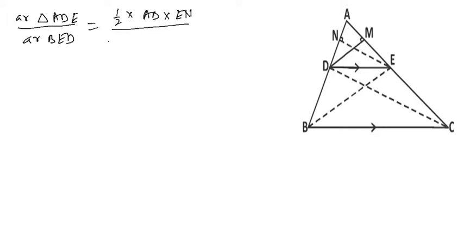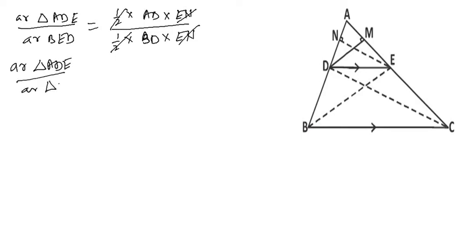And here is also triangle BED. So it is half, and the base is BD into height EN. As you know, EN will be cancelled out and the half will also be cancelled out. So area of triangle ADE upon area of triangle BED is equal to AD upon BD. So that is your equation first.